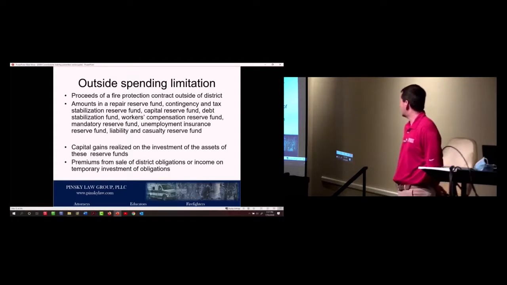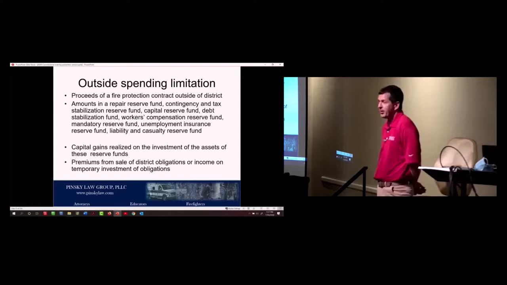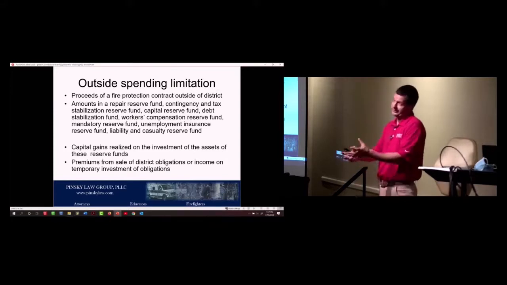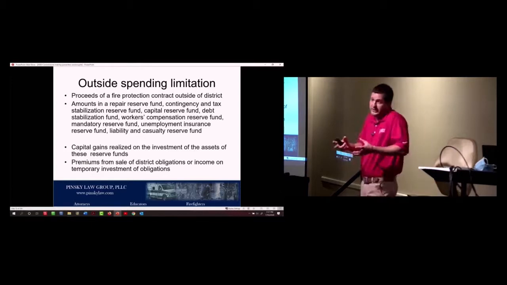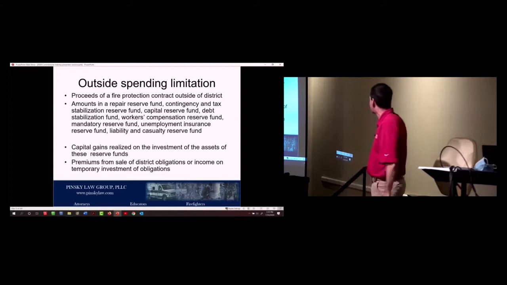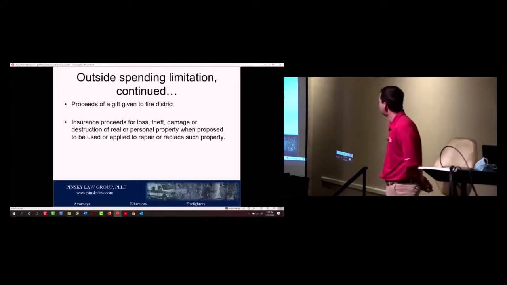Your capital gains realized on the investment of assets and reserve funds. Now, that shouldn't be a lot because you shouldn't be doing anything risky with reserve funds, please. But if you have gains, those are outside the limit. So you technically could take interest or increase stock value and spend it on stuff, but that's so complicated. No one does that. And bonds and such, outside the limit, as we said.